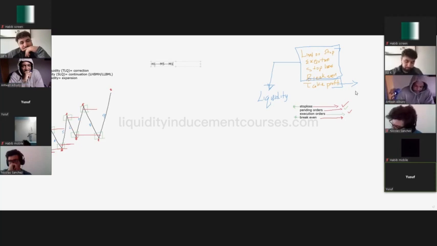Also, you can relate the H1 with the H4 when the H1 is too noisy.